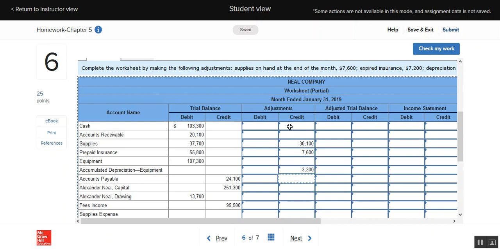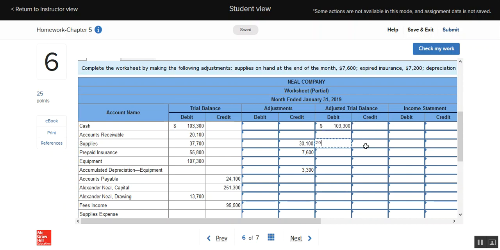So the next thing we're going to do, I said we're going to work down and then across and then down again. So we're now to the adjusted trial balance column. The adjusted trial balance column is calculated by totaling across the balance in the trial balance and any adjustments that may have been made. So for cash, we had $103,300 debit in the trial balance area. We had no adjustments, so the adjusted balance of cash is still $103,300. Nothing happened to it, so it's still the same.